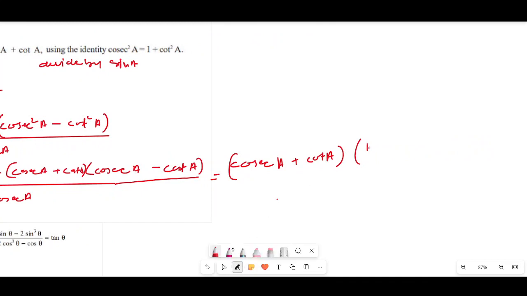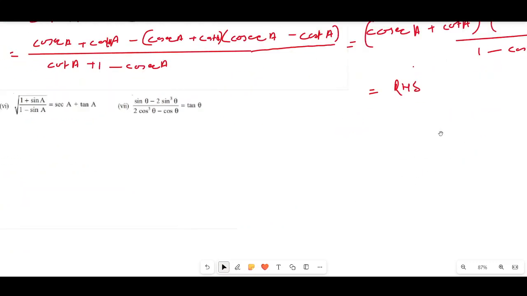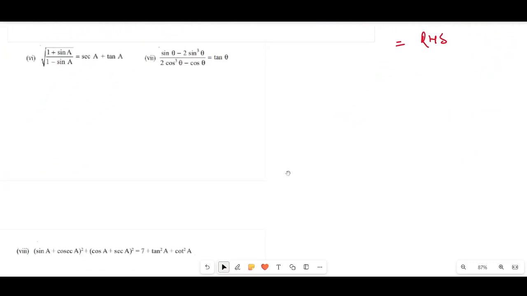Here 1 minus cosec A plus cot A, and denominator part 1 minus cosec A plus cot A, it will be cancelled out, then right hand side will come. So this is the solution of the fifth part. Now come at the sixth part of the question. Clear?